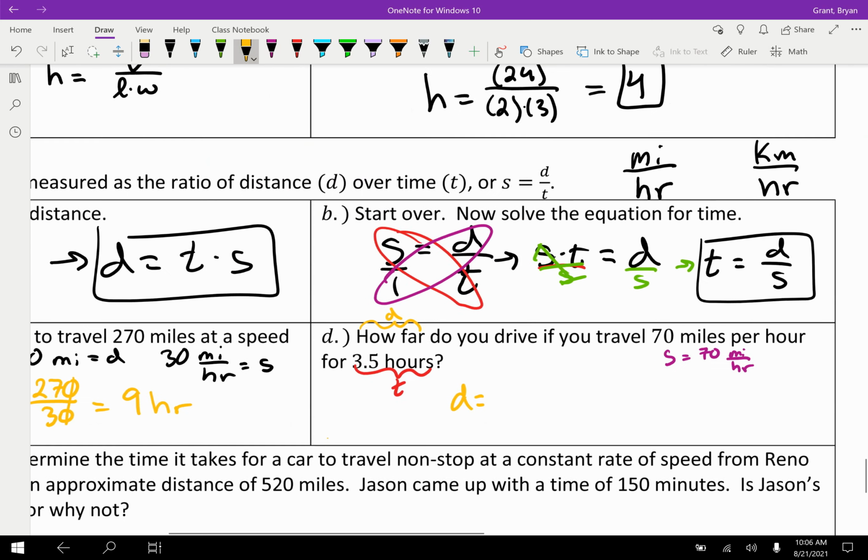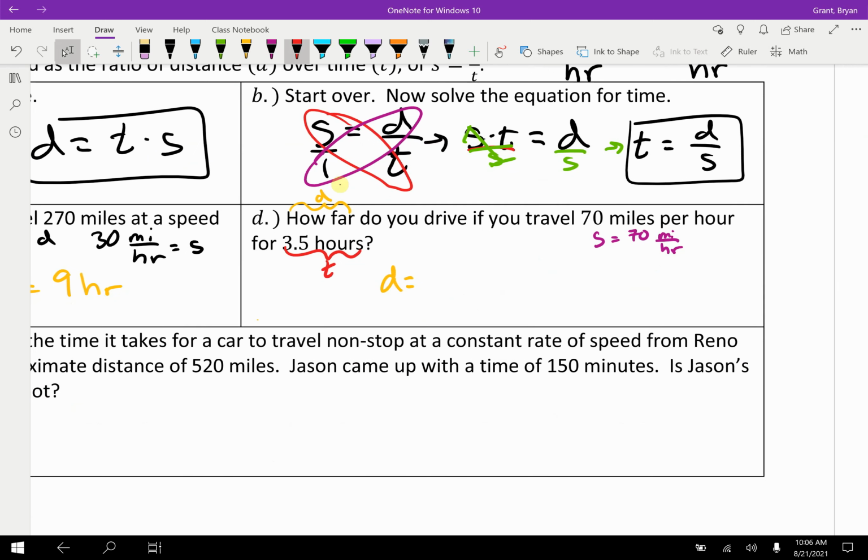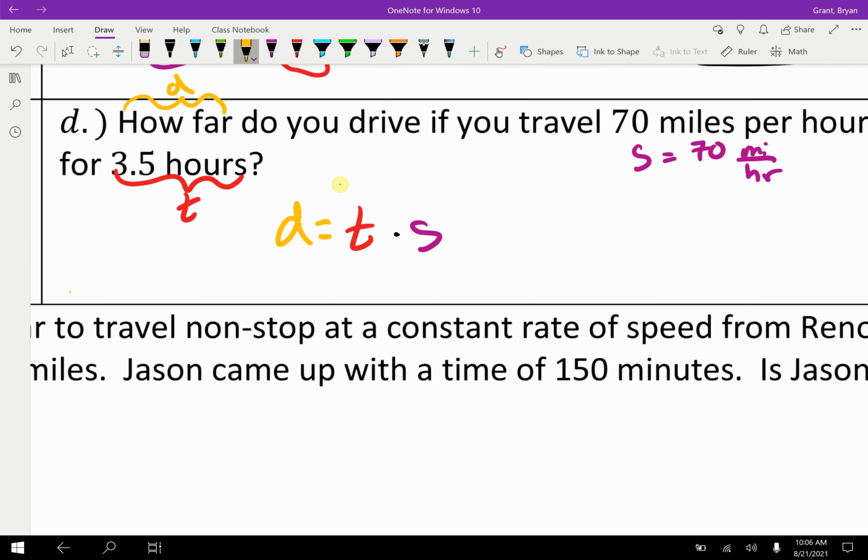And so we probably want an equation that has distance. Oh, it's time times speed. So we have our time times the speed, which I did in purple over here. All right, so this tells us then that the distance is going to be found by our time, 3.5, times the speed, which is 70.